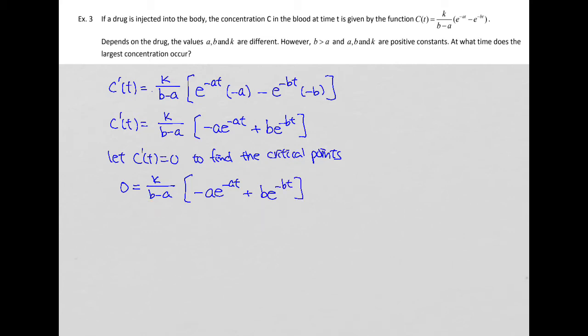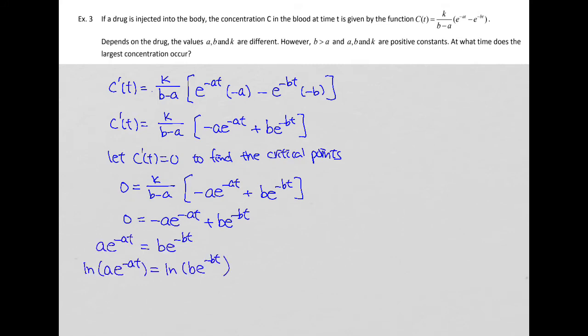Since B is bigger than A, and K, B and A are all constants, this will not be 0. So the only value that can be 0 will be inside this square bracket. In order to find t, let's move this term to the left-hand side and take ln on both sides. And then because this is multiplication, we can write it as a sum of ln's using addition. Same thing here.